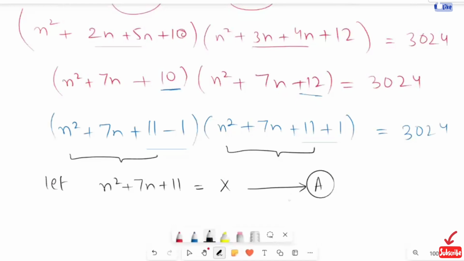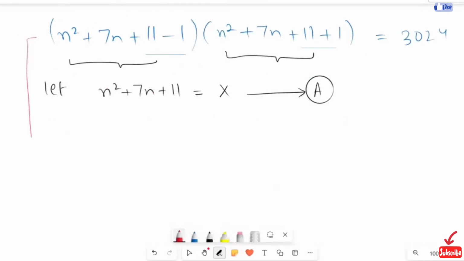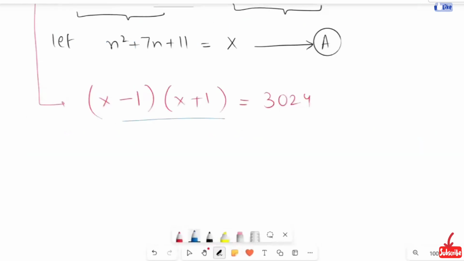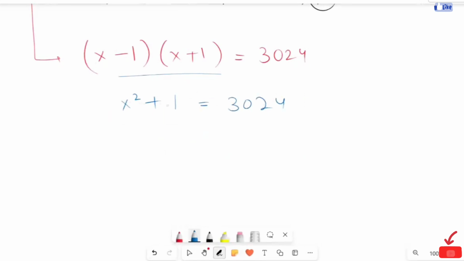Call this equation A. Therefore, this equation turns to, in replacement of the whole expression, (x - 1)(x + 1) = 3024. If you look at this in the algebraic formula form, it is x squared minus 1 equals 3024. So this is an algebraic formula. And here this 1 goes to the right hand side, so it turns to 3024 plus 1. x squared is equal to 3025.